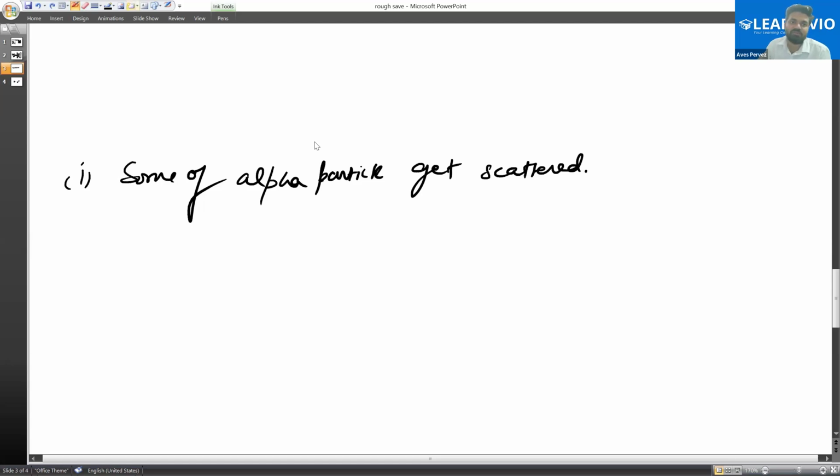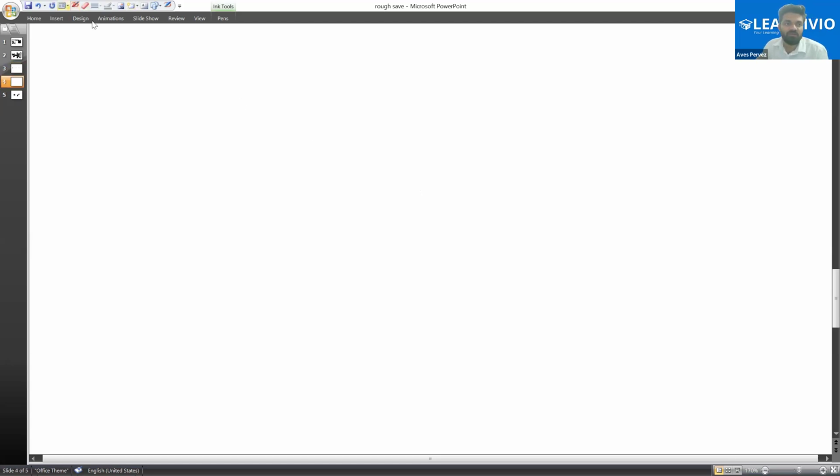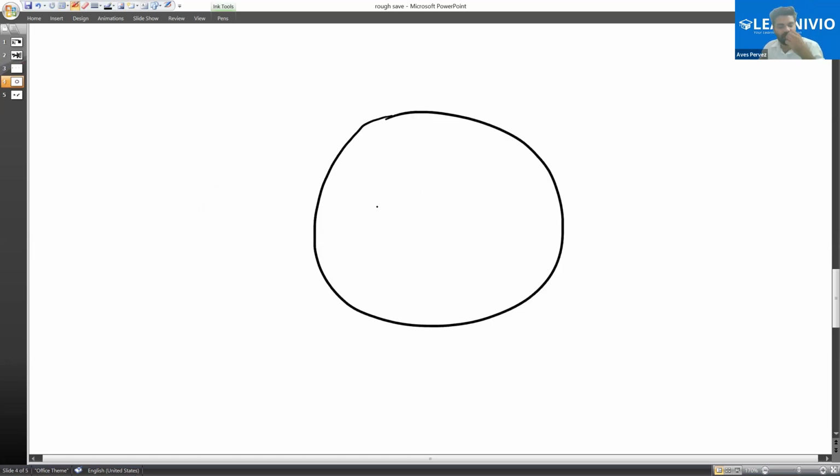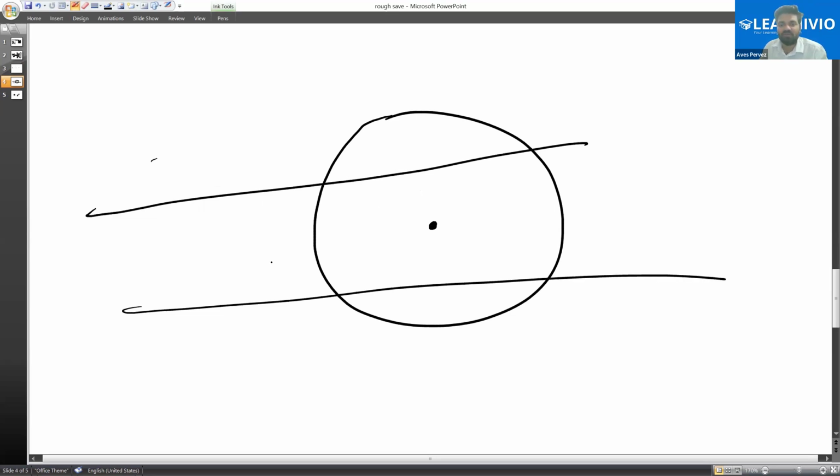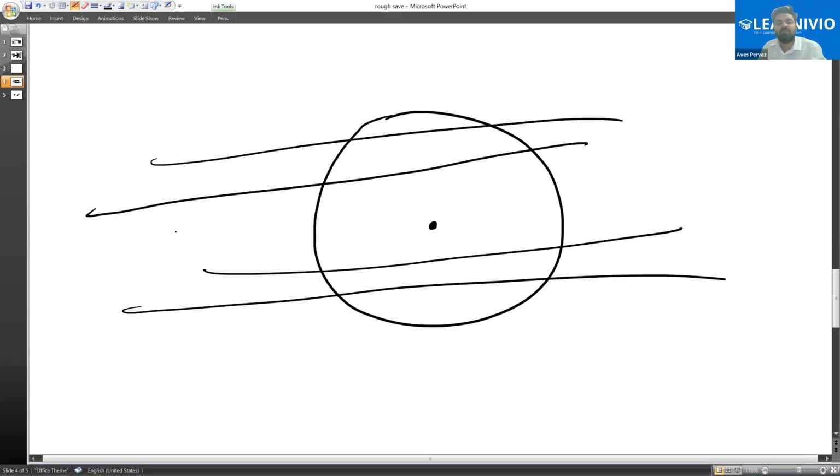Let me explain. Suppose this is an atom. The concept of the nucleus was given by Rutherford. He said that since most of the alpha particles are going straight without any deviation through the atoms, it means that atoms have a lot of empty space.